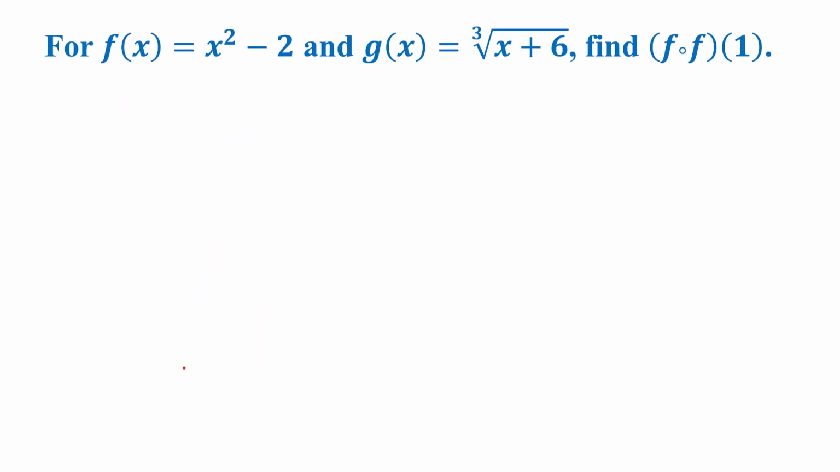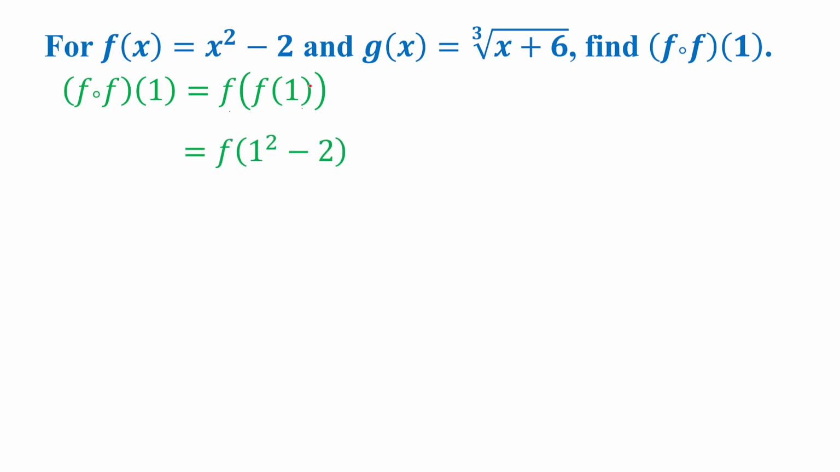Now, for f of x equals x squared minus 2, and g of x equals the cube root of x plus 6, we want to find f composed with f of 1. We're putting a number here in place of the x. So f composed with f of 1, let's start by writing out what that means. It means f of f of 1. Okay, and now I'm going to be finding f of 1, look what f of x is.